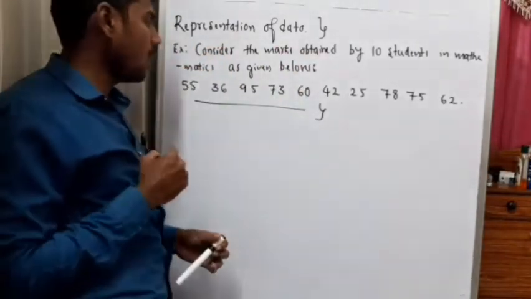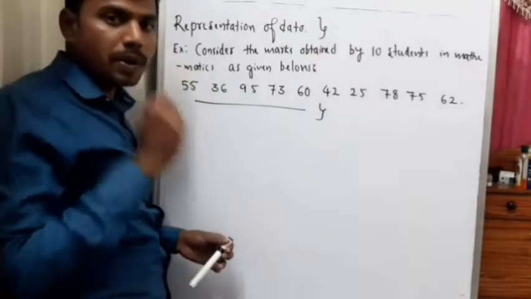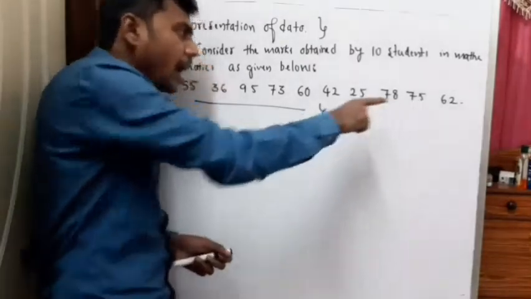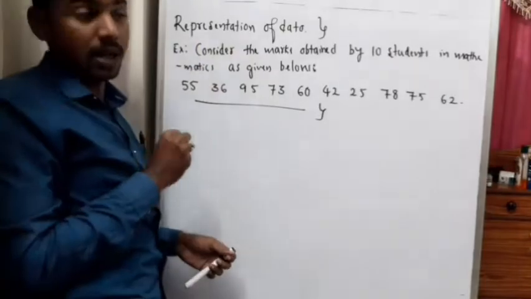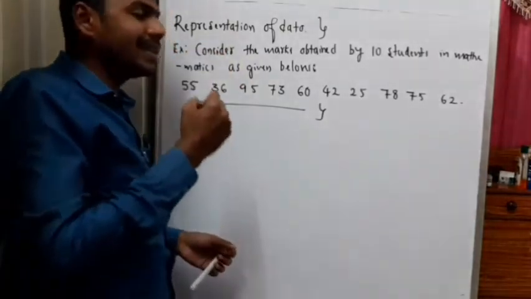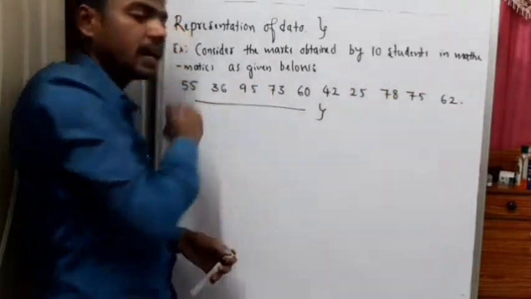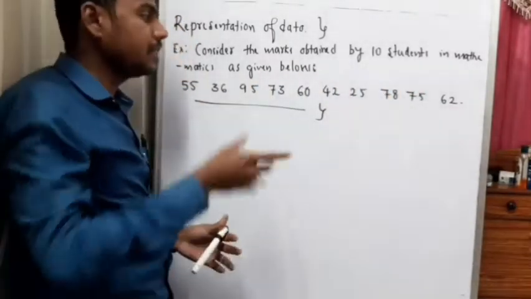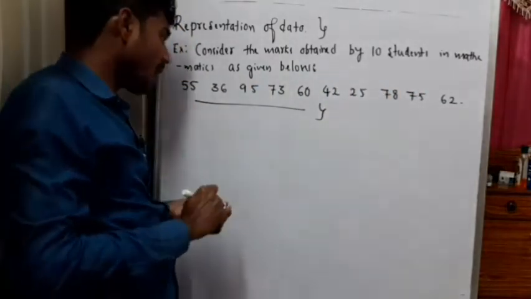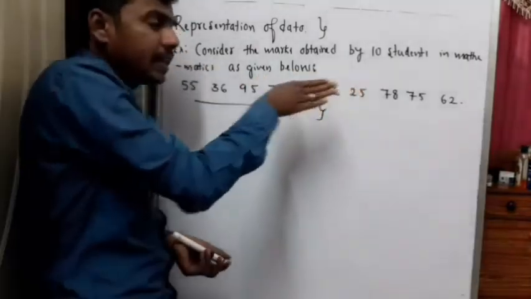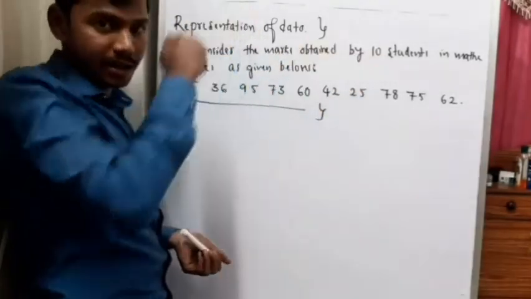If I ask you what is the maximum marks scored by a student, you should go through the entire data to get the information. Even if I ask you what is the least marks scored by a student, again you should go through the entire data to answer that question. So instead of that, I'll arrange the given data in ascending order or descending order.